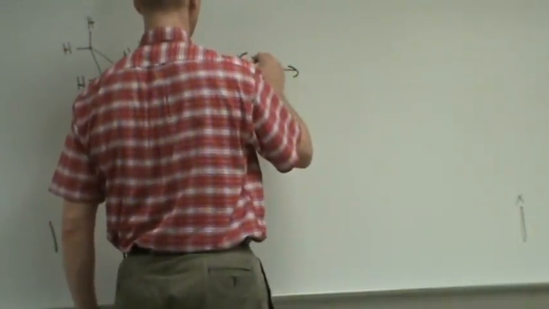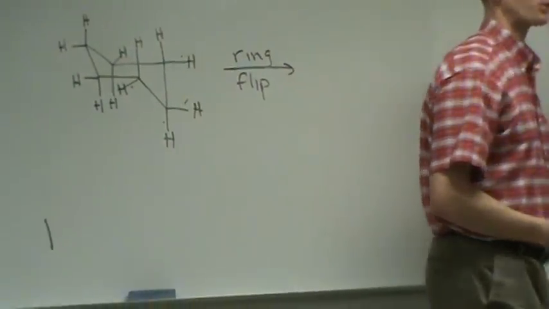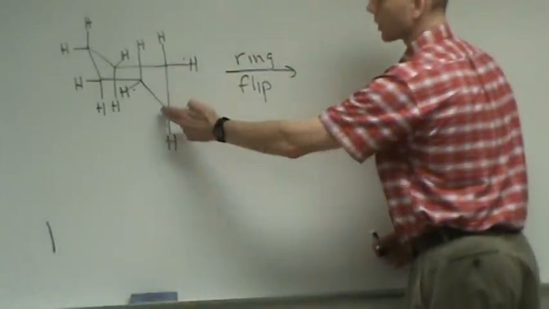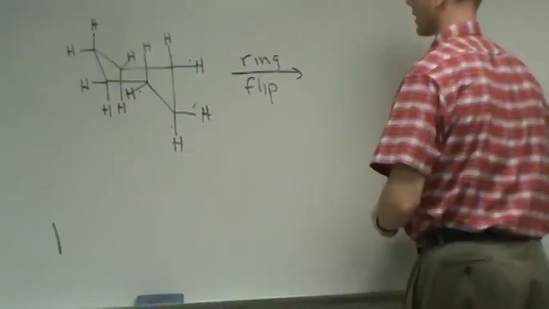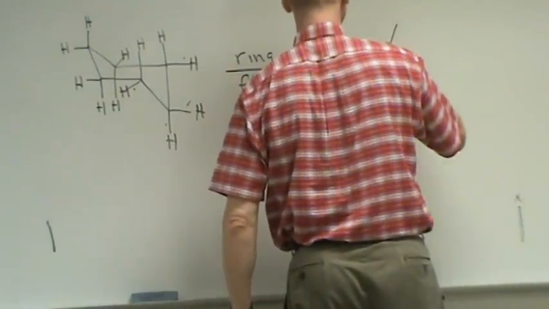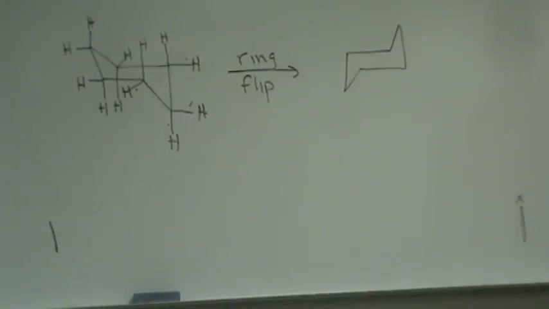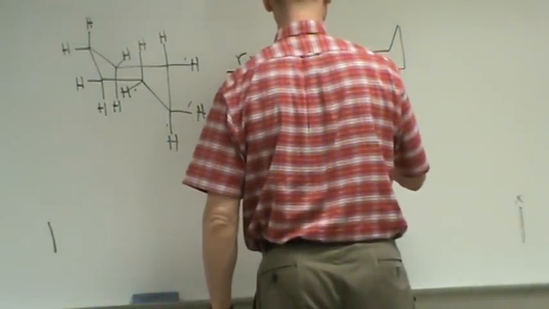One of the things that cyclohexane likes to do is something called a ring flip. When it does a ring flip, this carbon down here at the feet is going to come up, and this carbon at the head is going to come down. See that? So the ring flips on itself. And when the ring flips on itself, something interesting happens. Let's look at this carbon here.